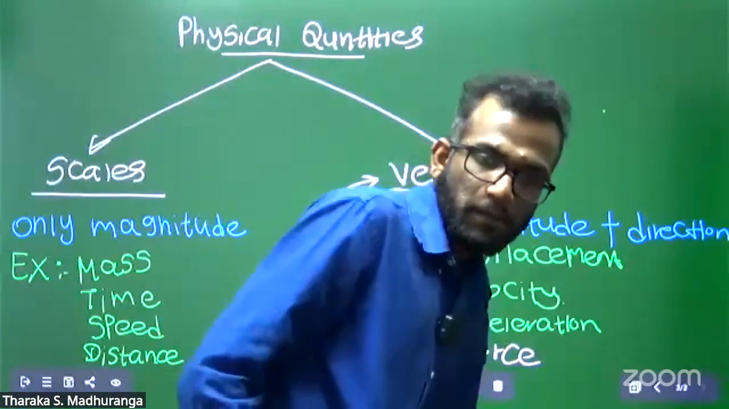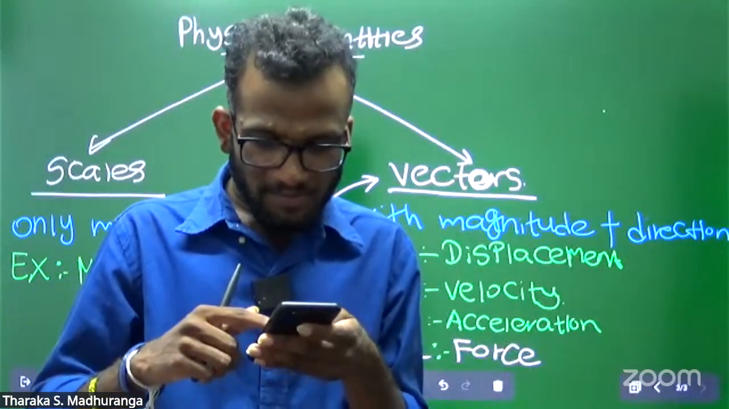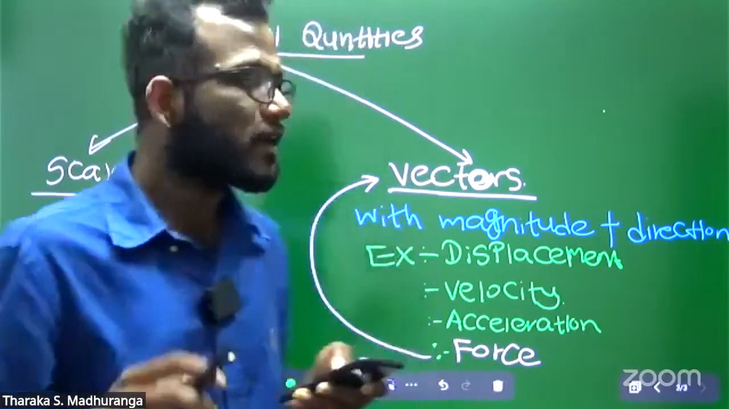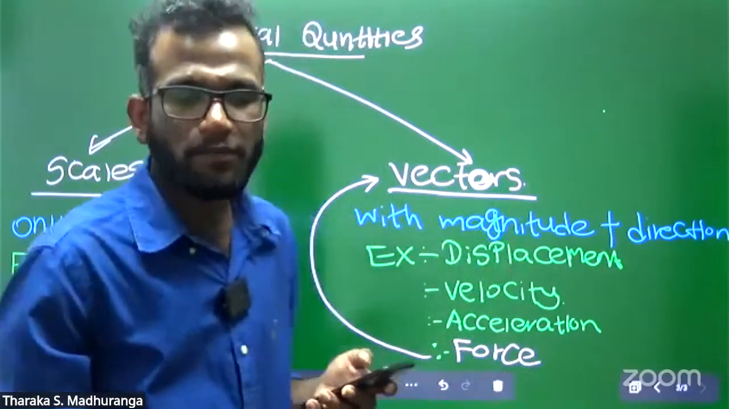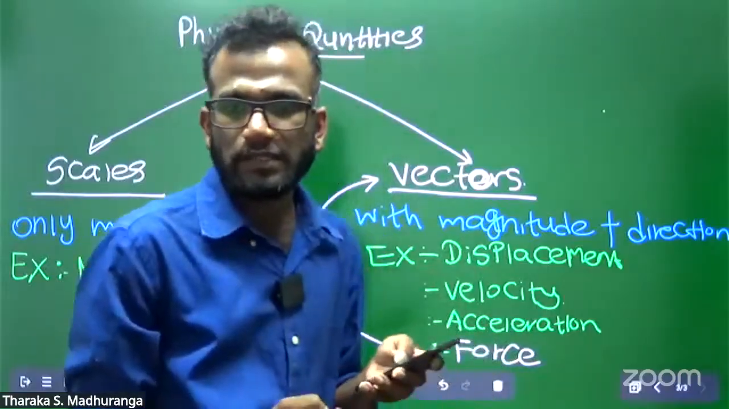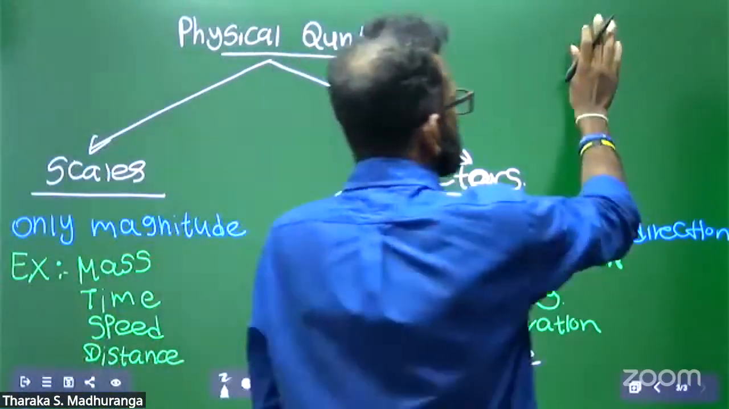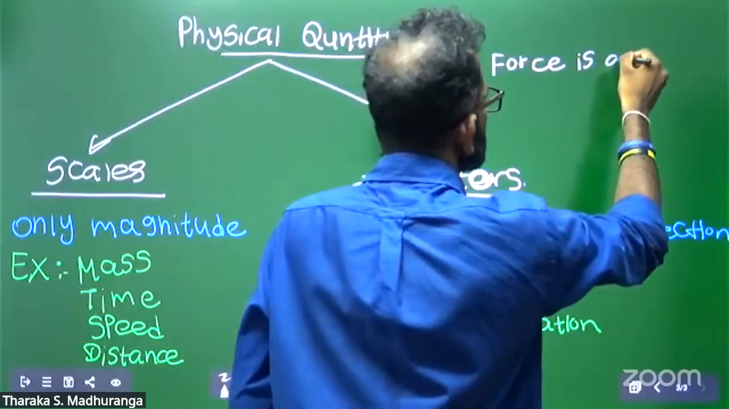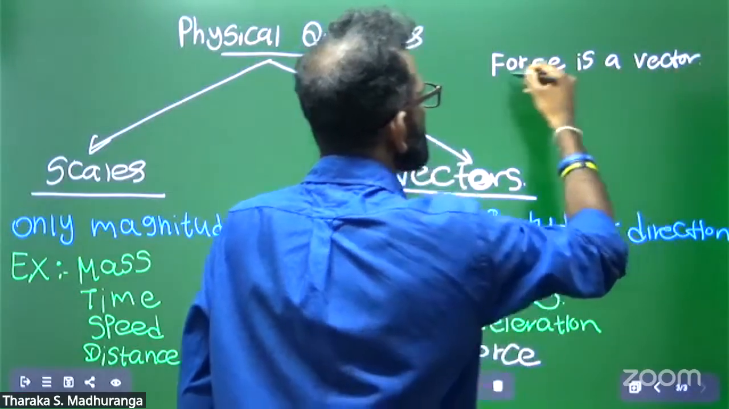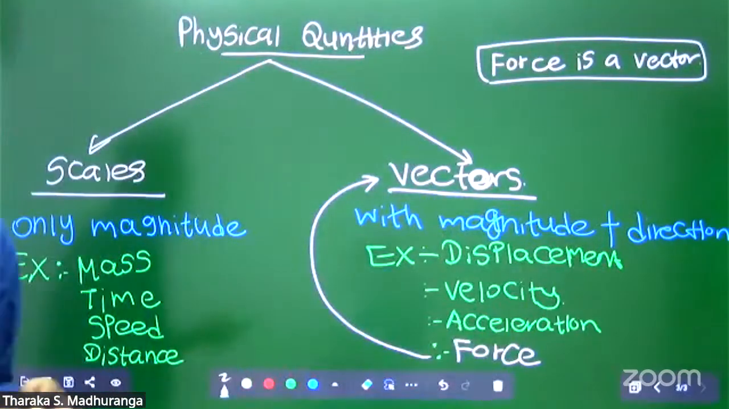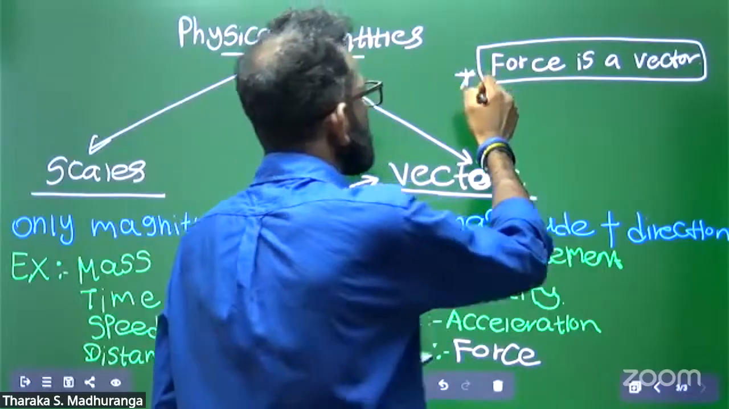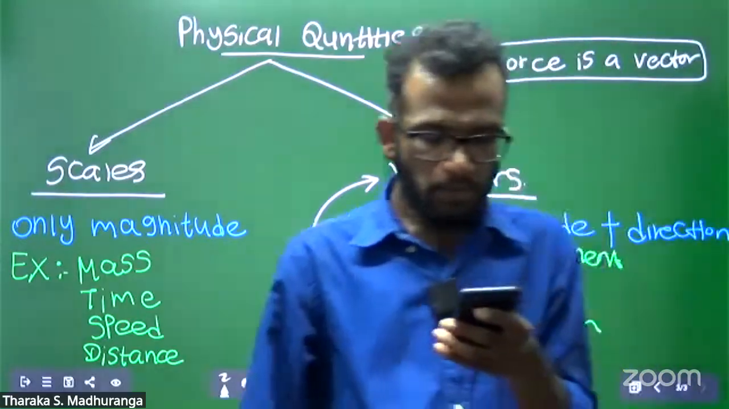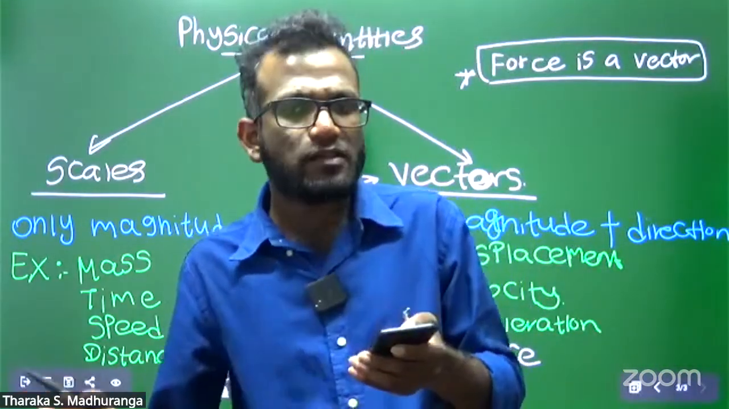In the tute, page number 1, it says the power is a vector. That is an error. It should be force. Therefore, the force is a vector. Mistake. Your tute should be corrected like this.